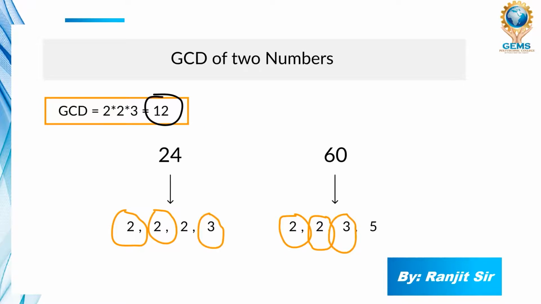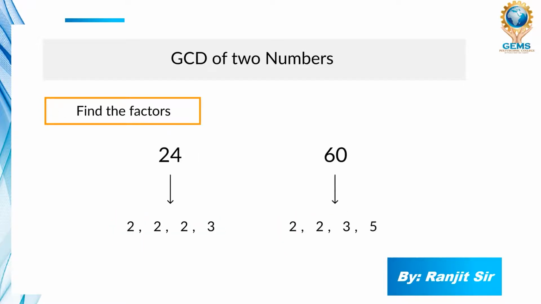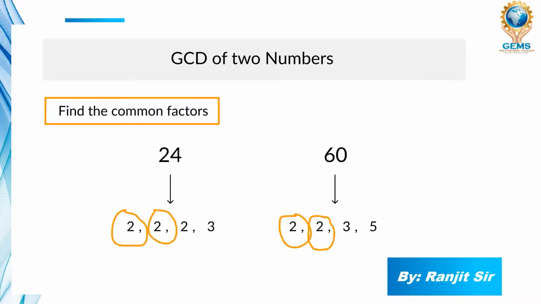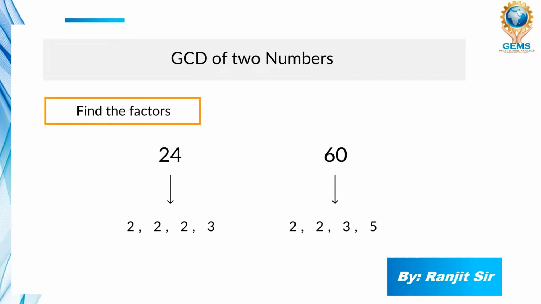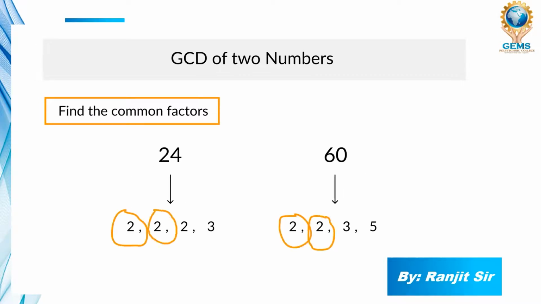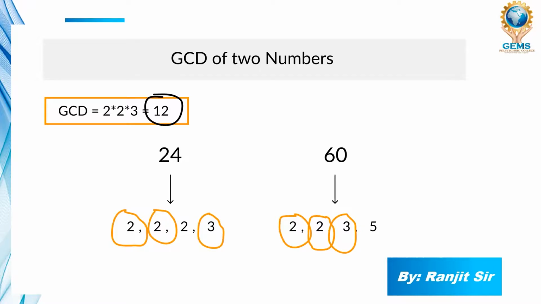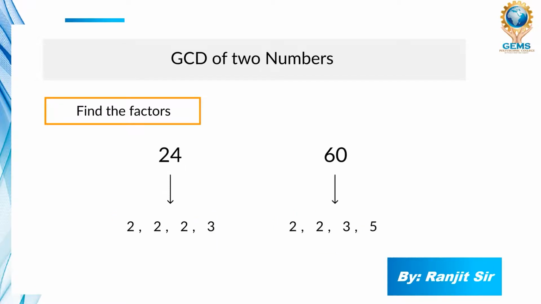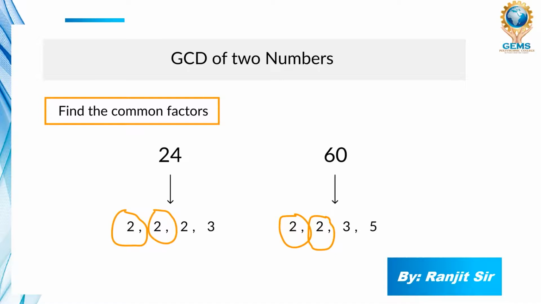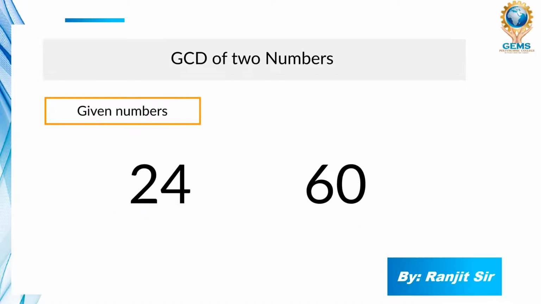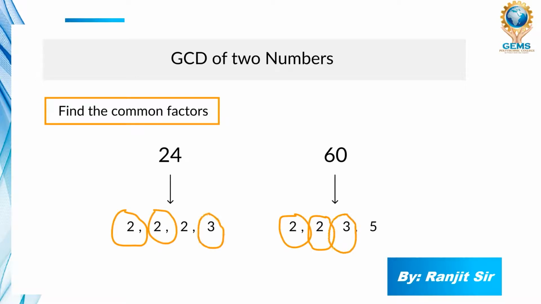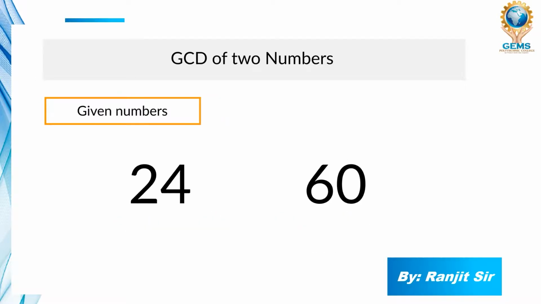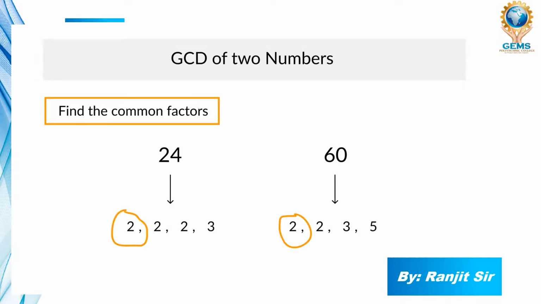Dear students, here I consider two numbers. What are our two numbers here? 24 and 60. These two numbers I have taken as input from the user. Now we are calculating the factors of 24 and the factors of 60 separately. So this is the factors of 24 and this is the factors of 60.